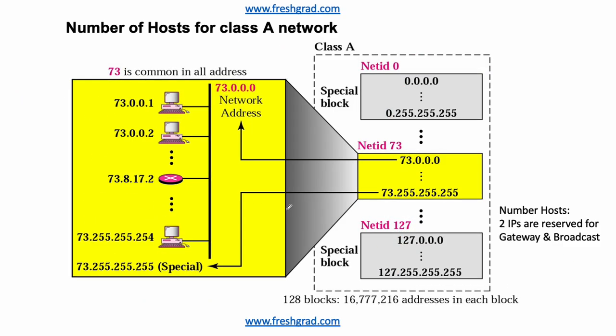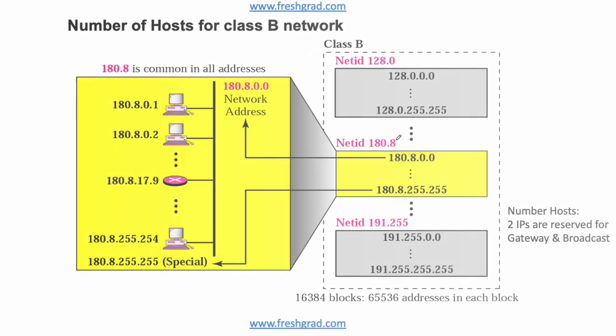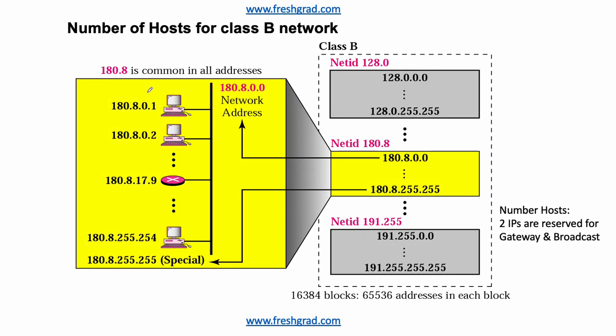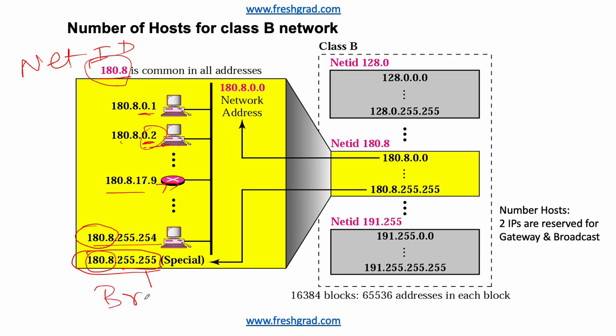Okay. Now let's take a look at class B. Same here. What you see common in this left side picture is 180.8, because this is your network ID and this is your host ID. So 180.8.0.2 is assigned to this PC. This one is assigned to this router, right? So this again remains your network ID, and this is your special broadcast.